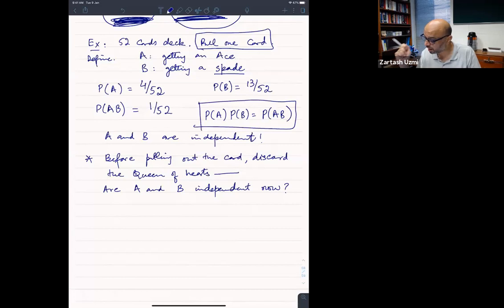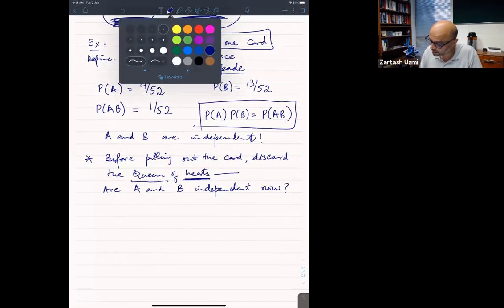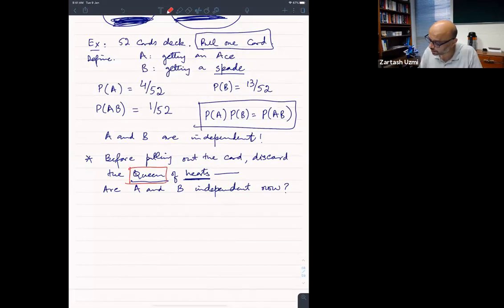I have thrown out this card, which is the Queen of Hearts. This is neither an ace nor a spade. This is Queen of Hearts. Okay. You have removed one card from the 52 cards. Maybe it did not make any difference. If it mattered, then it would probably not matter much. But let's try to find out.